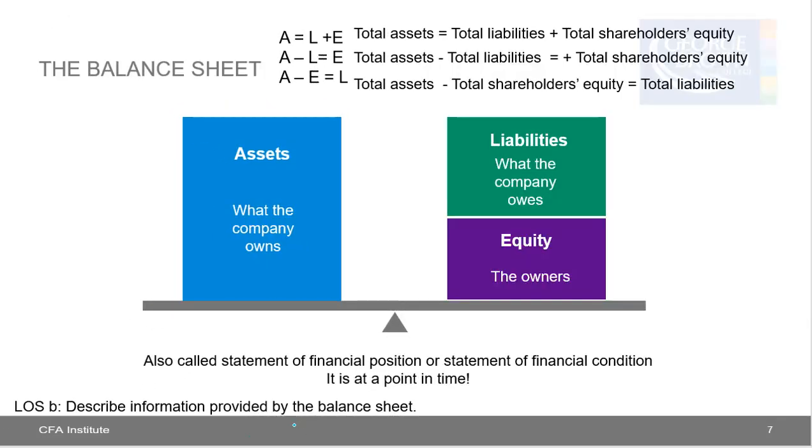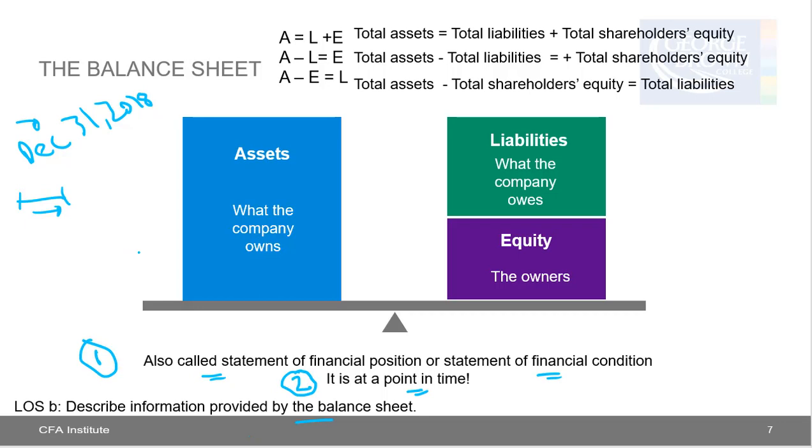So now we're going to look at a little bit more detail about information provided by the balance sheet. A couple of important points that we need to pick up on. Number one, the balance sheet is also called the statement of financial position or statement of financial condition. The second thing to note is that the balance sheet is at a specific point in time. So, for example, as at December 31st, 2018. When we look later on at the income statement, it covers a period of time. But for a balance sheet, it's as at that date. And that may be the end of the fiscal year, the end of the quarter.